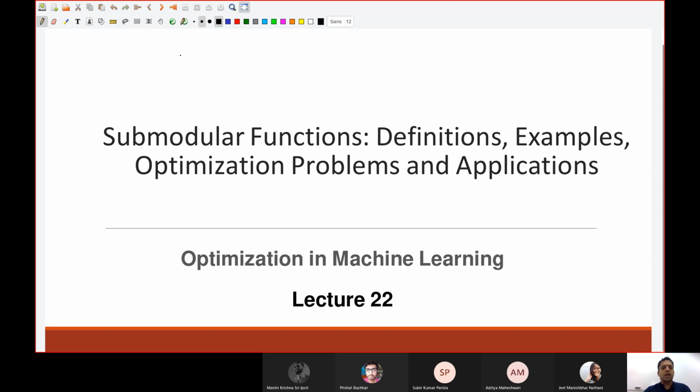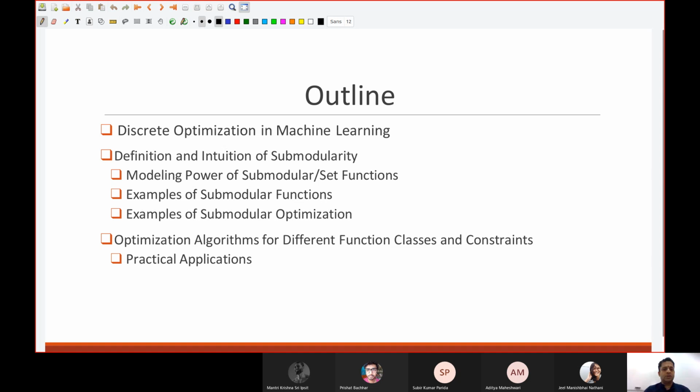Okay, we look at submodular functions, some of the further properties and examples, and move towards optimization problems. We got started with discrete optimization in machine learning. We have done some definitions and intuitions of submodularity, and we'll look at the modeling power today and the examples of submodular functions and examples also of submodular optimization almost simultaneously before we move on to optimization algorithms.